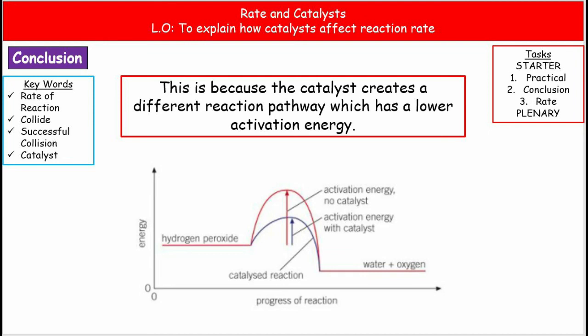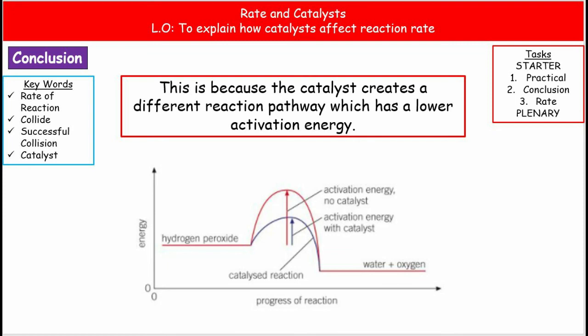What we can see is on the diagram I've given you here, then we've got two of those little bumps in the middle. Now the reason for that is we've got the activation energy with no catalyst, which is the red one, the top one. And what we can see is we need quite a large amount of energy in order to actually start that reaction. So it's got quite a large activation energy without a catalyst.